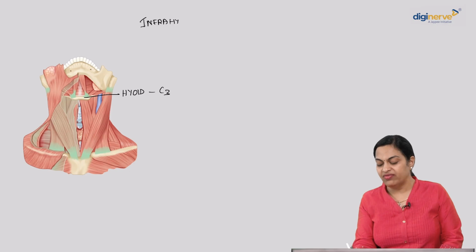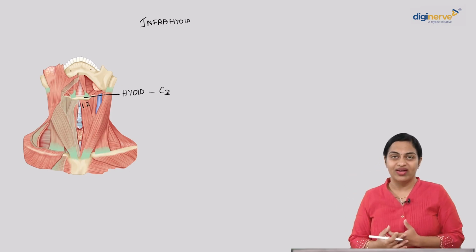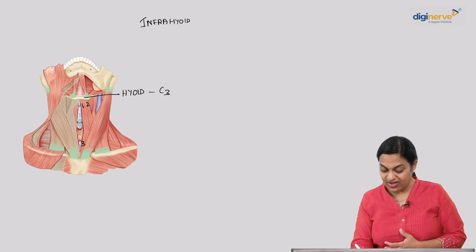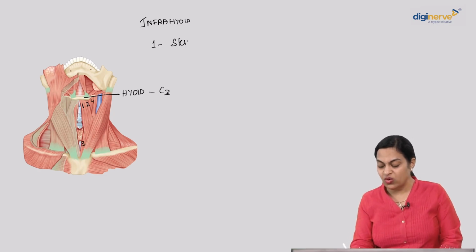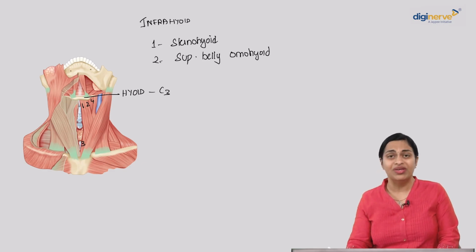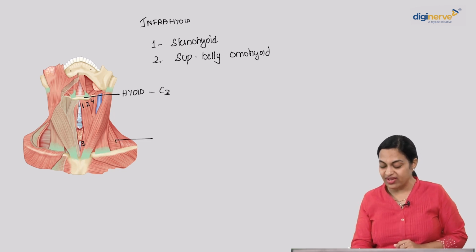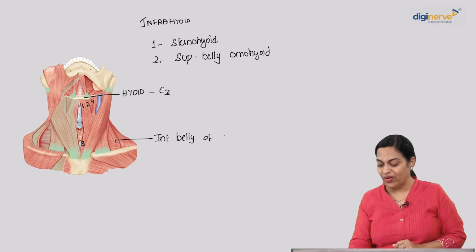Can you help me identify those? Okay. 1 and 2 are close by, right? Yes. 3 is here and 4. 1 is sternohyoid. And just sitting next to it is the superior belly of omohyoid. If there is a superior belly, then definitely there should be an inferior belly. Where to look for it? In the posterior triangle. This is the inferior belly of omohyoid. Okay.